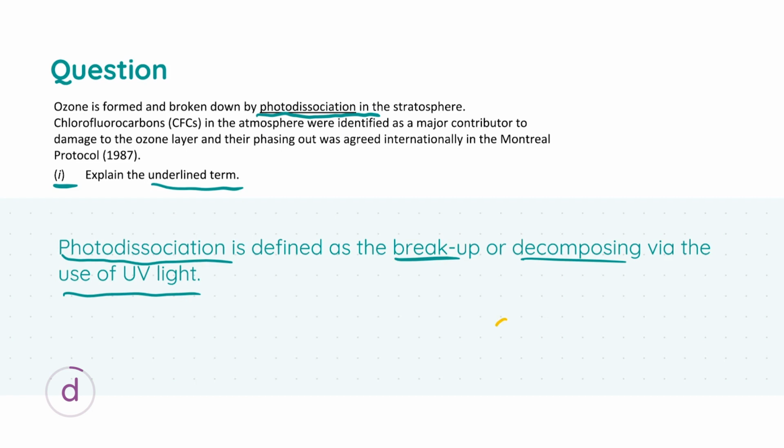And for getting this correct, you get a total of 8 marks. You get your first 4 from correctly identifying the breakup, splitting up, or the decomposition of. And then you get your other 4 marks for mentioning the process by which it's done, which is by the use of light, or UV, or electromagnetic radiation. All of these are completely acceptable.